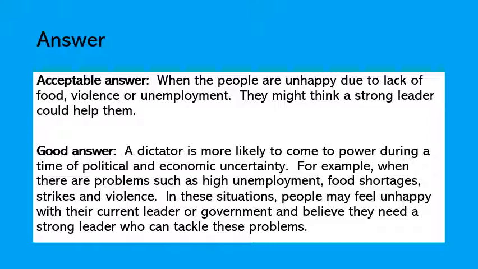A good answer would be, a dictator is more likely to come to power during a time of political and economic uncertainty. For example, when there are problems such as high unemployment, food shortages, strikes and violence. In these situations, people may feel unhappy with their current leader or government and believe they need a strong leader who can tackle these problems.